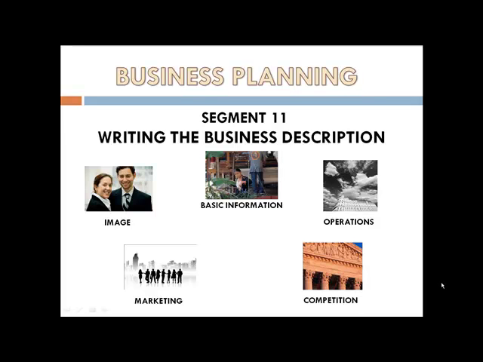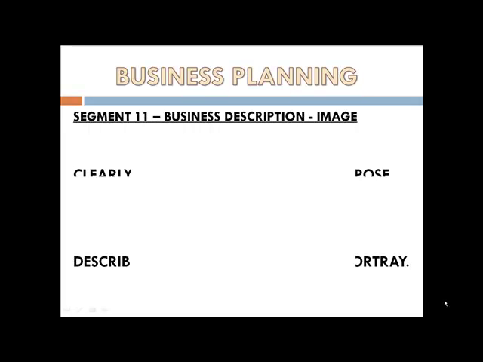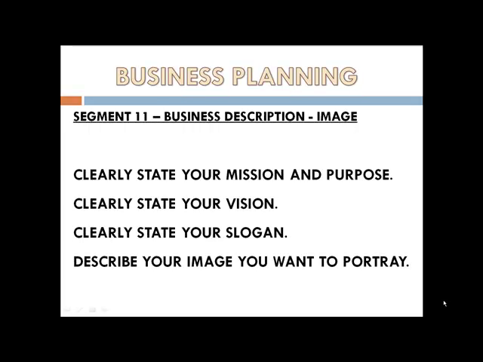Let's first look at image. Image consists of what the mission and purpose of the business is. It also includes the vision, as well as any slogans that the business owner has developed. And finally, the business owner describes the image that they want to portray, commonly referred to as the branding of the business. It is suggested in this part to be clear and concise in your answers, and that more than 2 or 3 sentences may become too much for the reader to read.